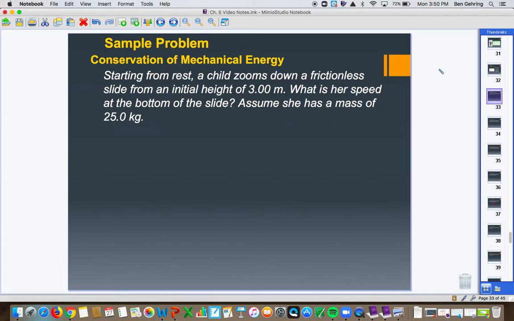For starters, conservation of energy: starting from rest, a child zooms down a frictionless slide from an initial height of 3 meters. What is her speed at the bottom of the slide? And assume she has a mass of 25.0 kilograms.